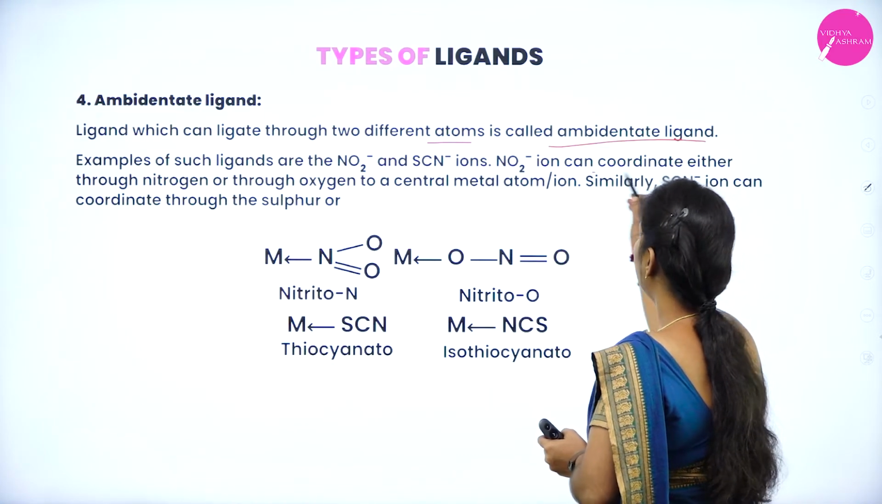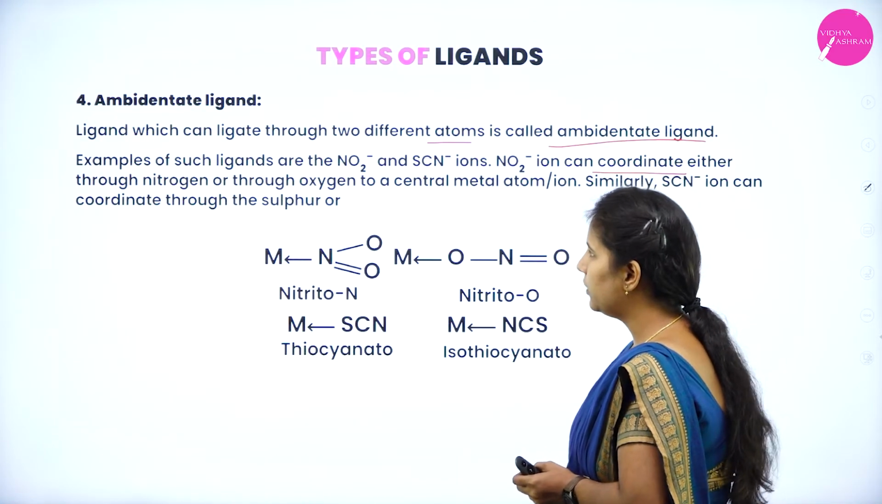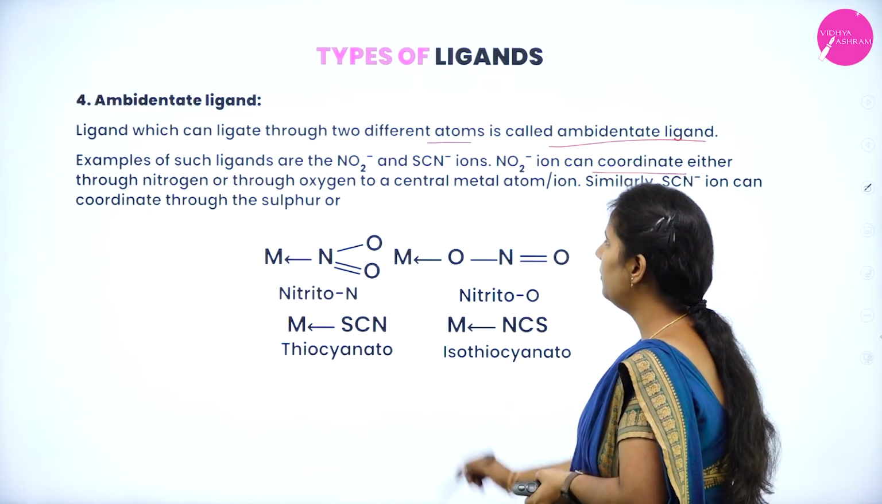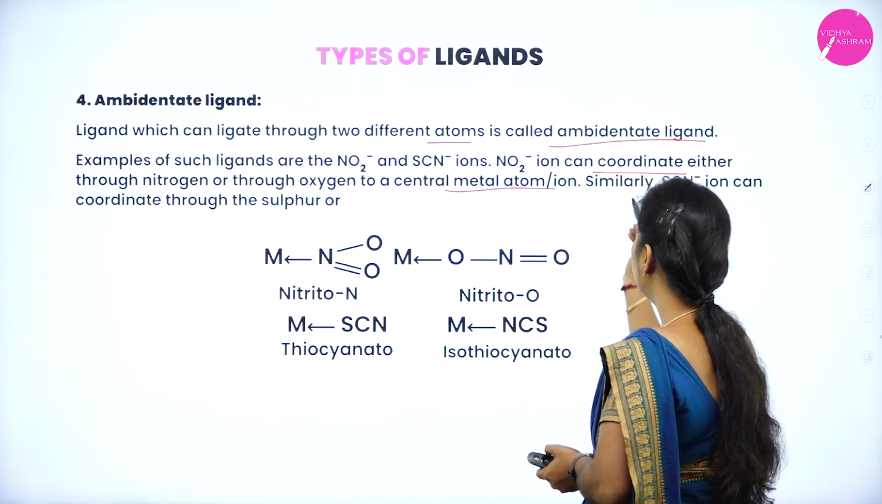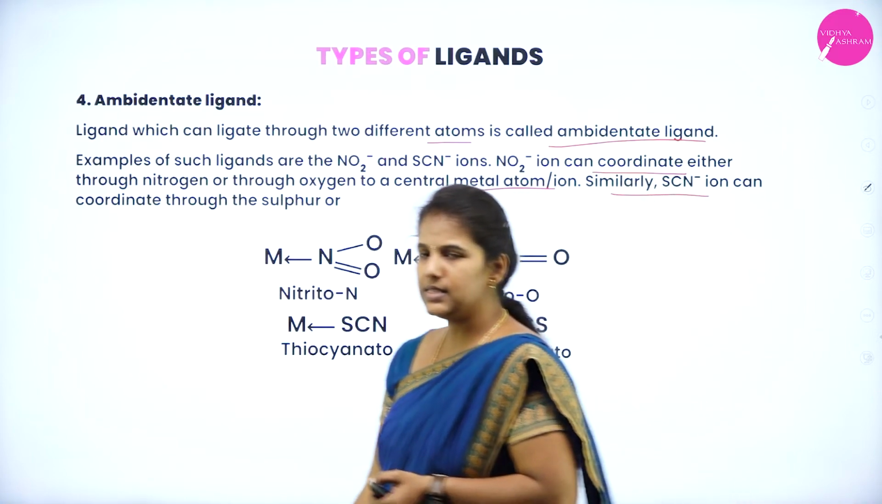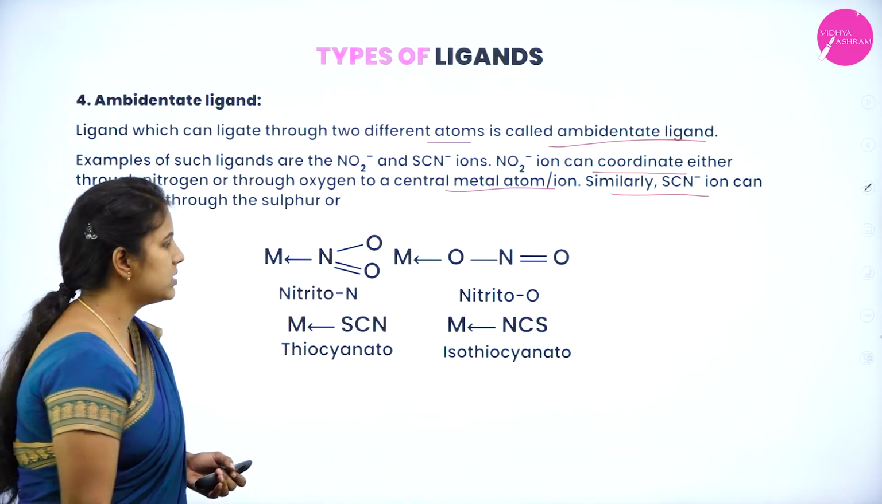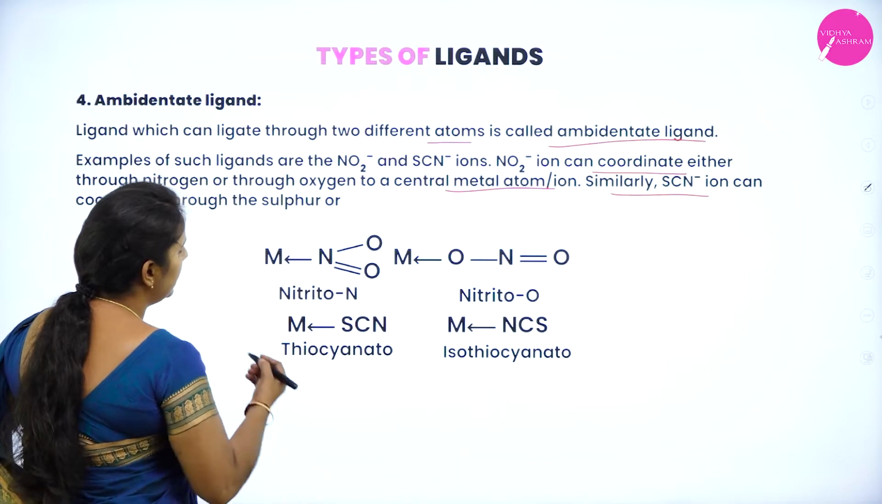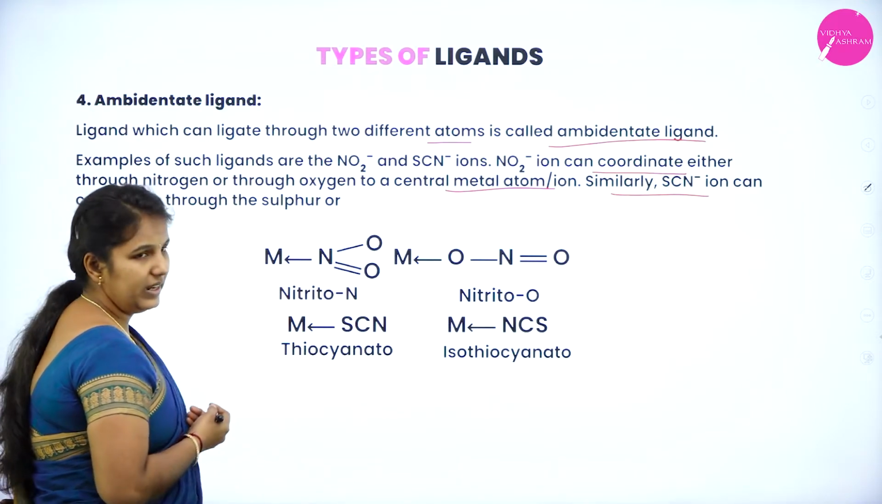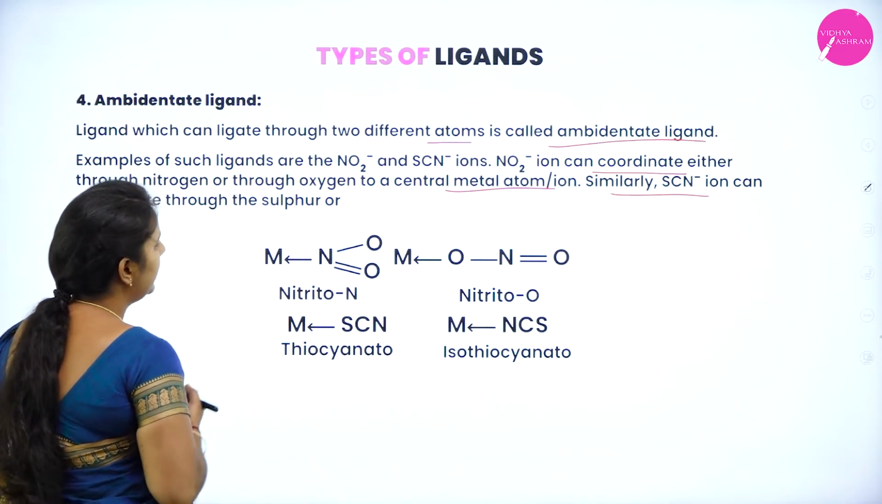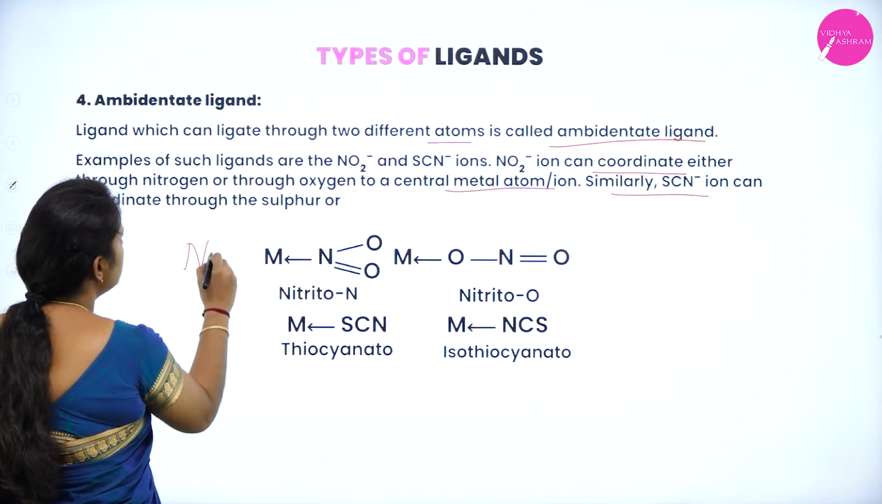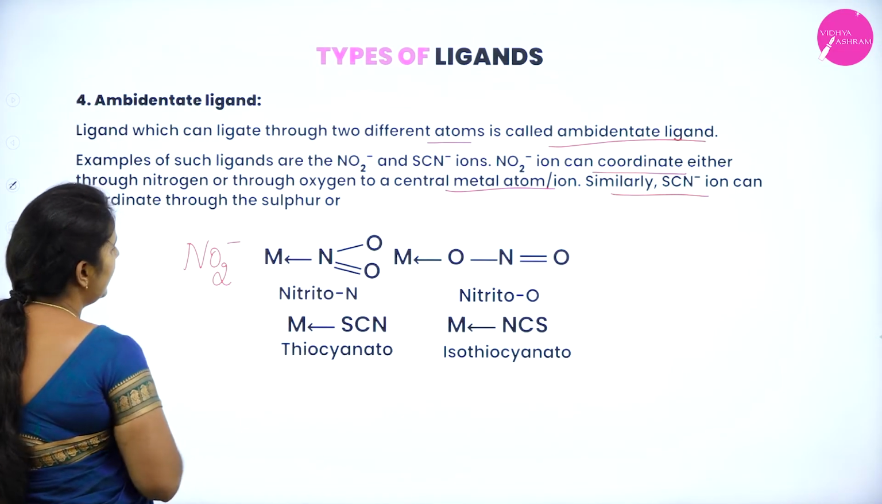The nitrogen dioxide ion can coordinate either through the nitrogen atom or through the oxygen atom to the central metal atom. Similarly, the SCN minus ion, that is thiocyanate. You can see that here. So, which are the ligands here? You can see that here NO2 minus is a ligand.